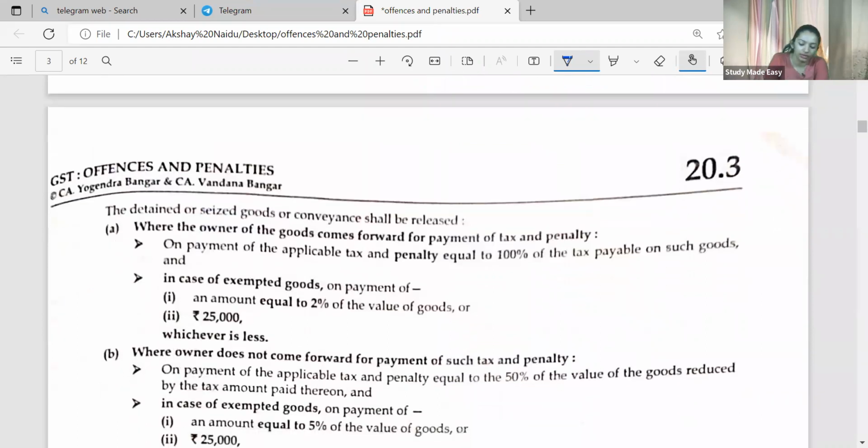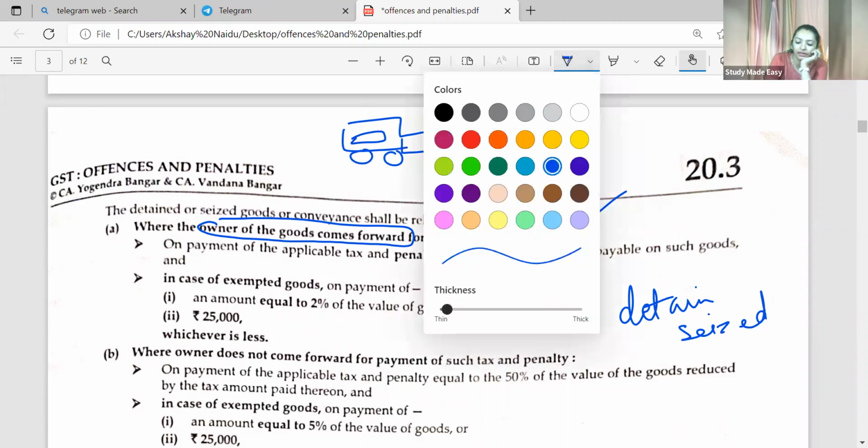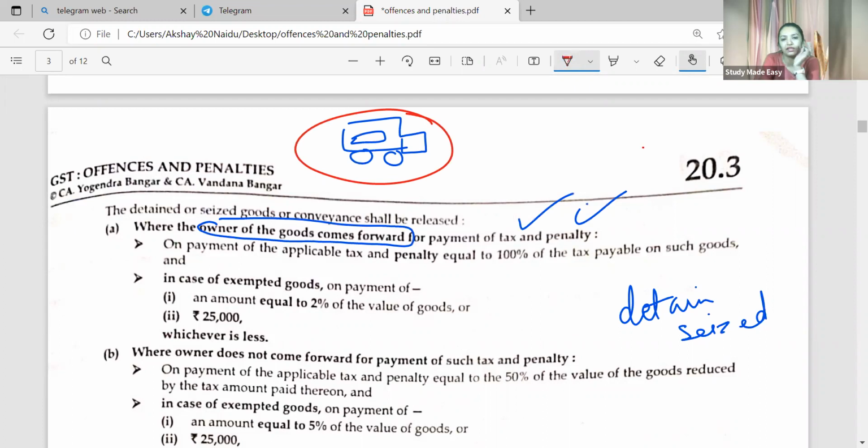Now this is important. Suppose I have detained your goods. What did I do to your goods? I detained them, and I have seized your goods. Either detention of the goods or seizure of the goods I have done. So here what is important is where the owner of the goods comes forward for the payment of tax and penalty. Your transportation conveyance, whatever goods were there in the conveyance, suppose this is the truck, it is having the goods that are actually liable to confiscation. What I have done, I have seized it. Detention and seizure is done.